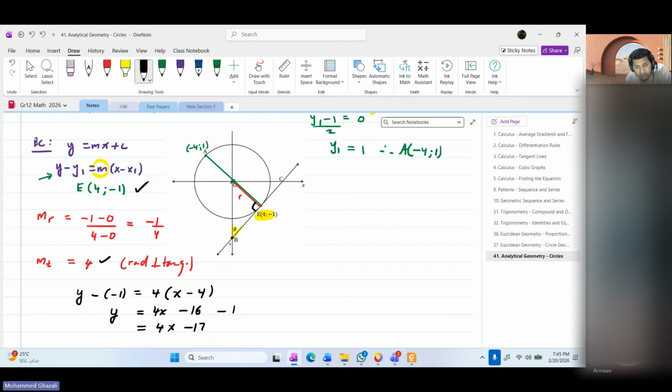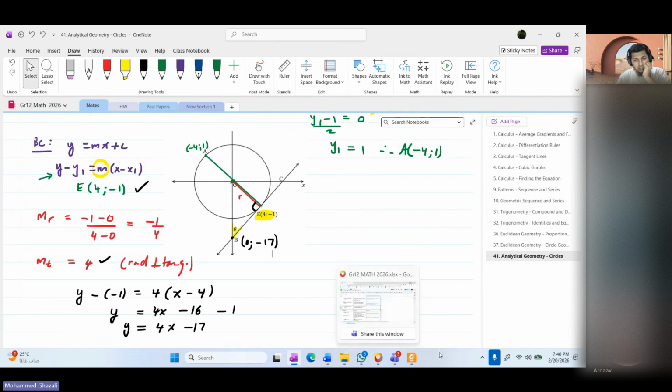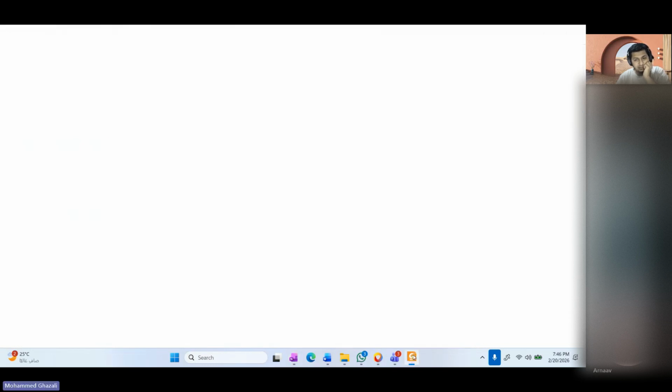Now this is nice, because the coordinates of B are the y-intercept of the tangent. So this is (0, -17), isn't it? Because if x is 0, you can find the y-intercept. We can clearly see the equation of the tangent is 4x - 17. So the 17 is right here. Okay? Nice question. Let's move on to the next part.